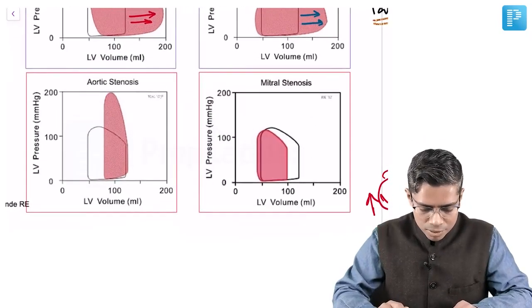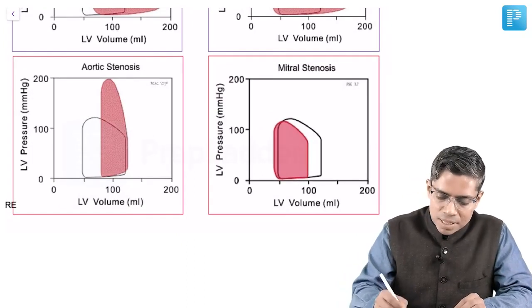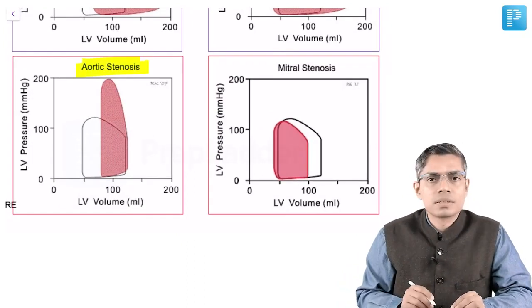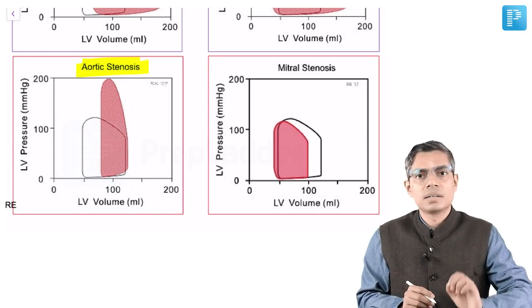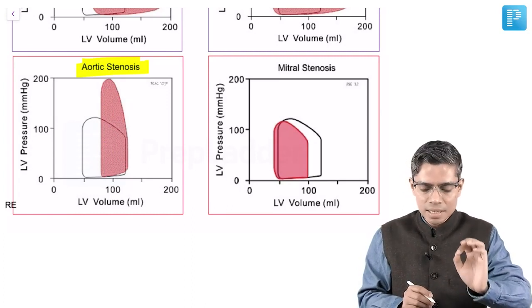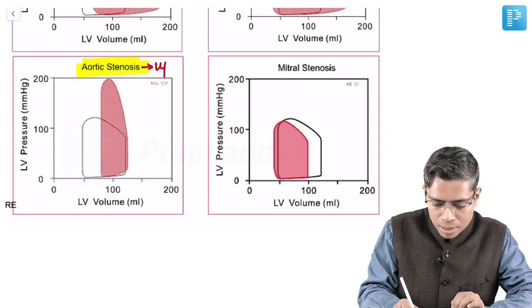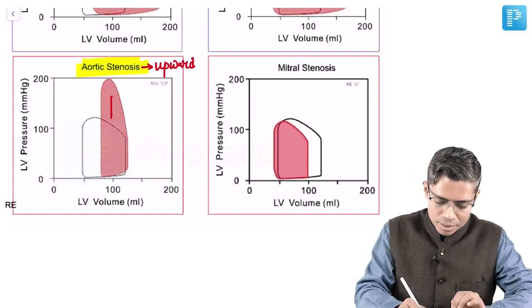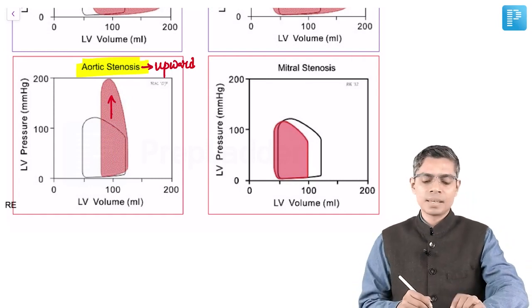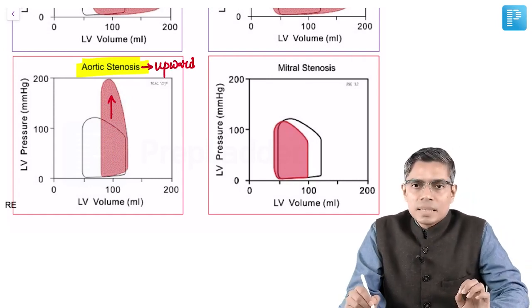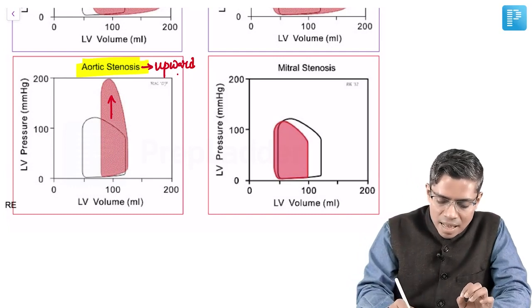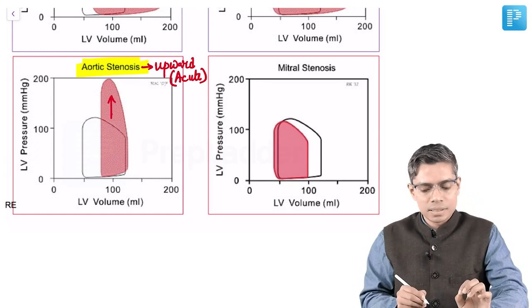Now look at the stenosis. Very easy. If there is aortic stenosis, we have given this example earlier. Aortic stenosis means increase in afterload. So what kind of shift is going to happen? Upward shifting of the curve is going to happen. So the curve is shifting in upward direction. But I told you that if the aortic stenosis is acute, then it will shift in the upward direction.